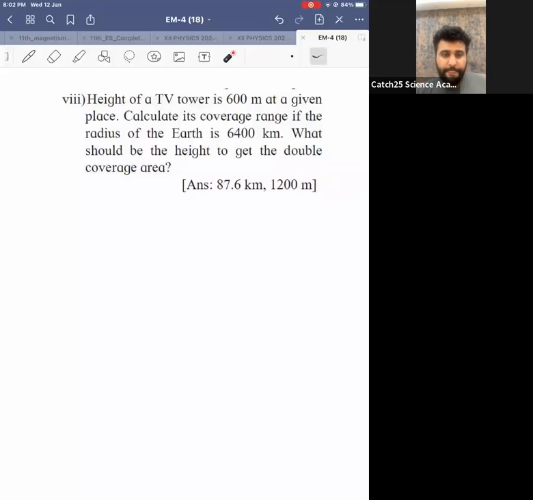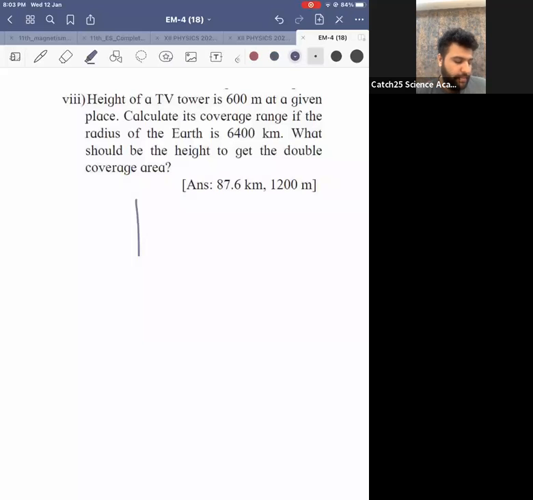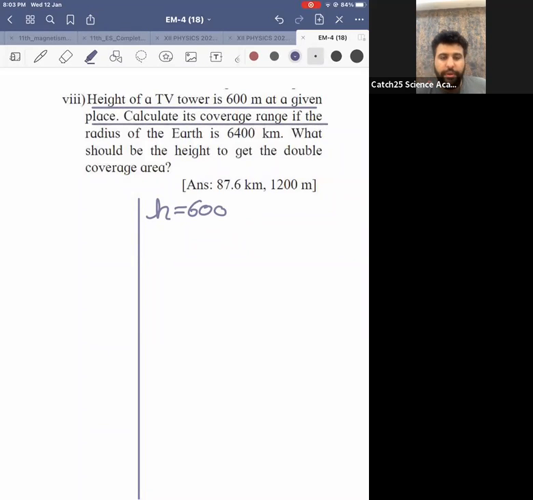Listen to me carefully. I will do one part of the problem. Other part you can try it on your own. Now please concentrate. See here. They are saying height of a TV tower is 600 meters. Means what? Calculate its coverage range. You know what is the coverage range? Means I have to find.